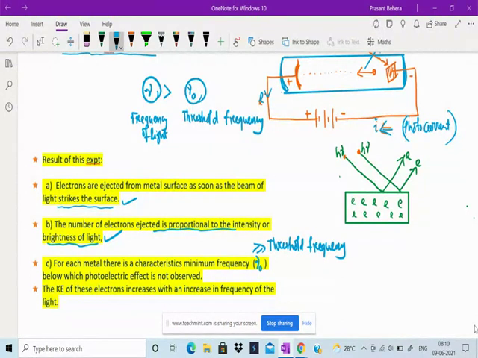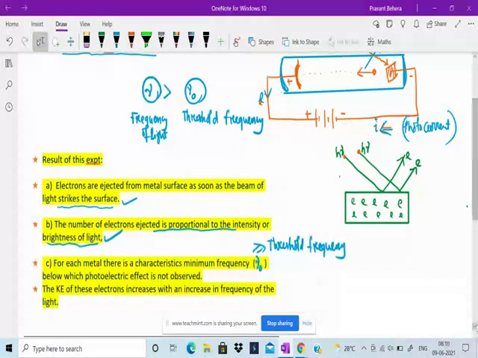That means the incident photon should have a greater frequency than the threshold frequency, and the kinetic energy of the electron increases with increase in frequency. If the frequency of incident light is greater than the threshold frequency, then part of the energy goes to the threshold energy and the remaining part of the energy is converted to kinetic energy. This is the statement observed by Hertz.